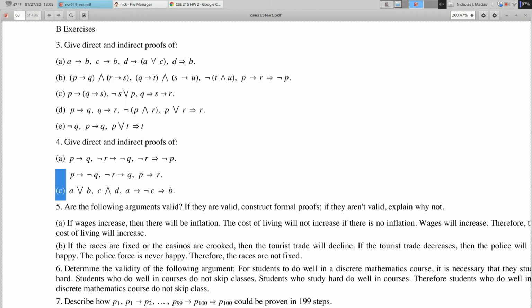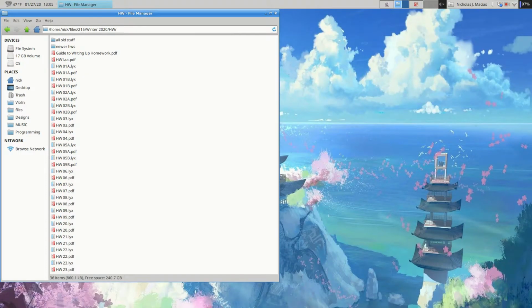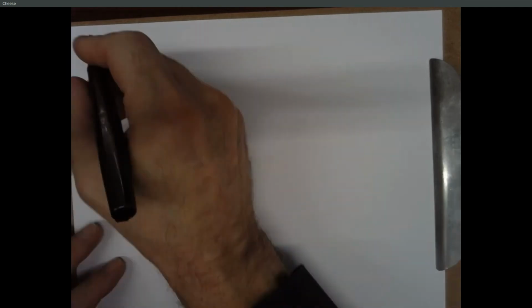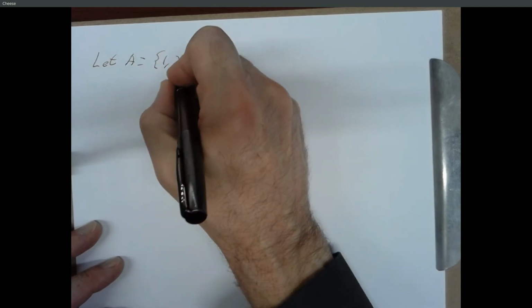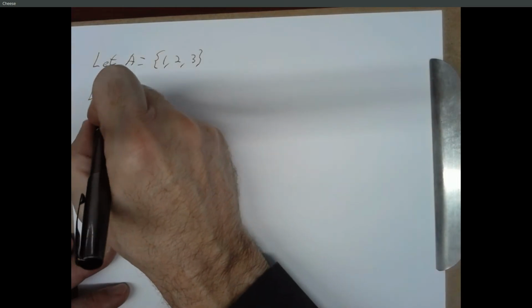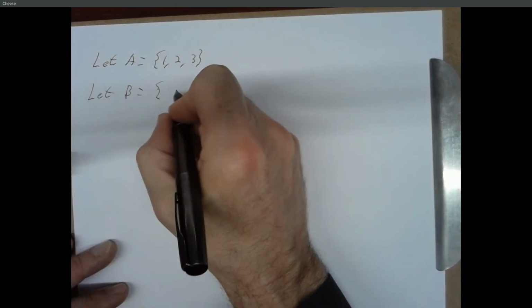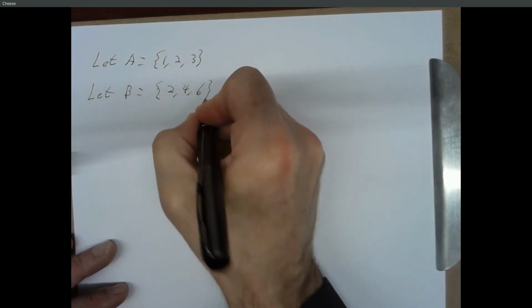All right. Well, let's play with some more set theory. So let's talk about building sets from other sets. So let A be a set containing the integers 1, 2, 3. Let B be a set containing the integers 2, 4, 6.